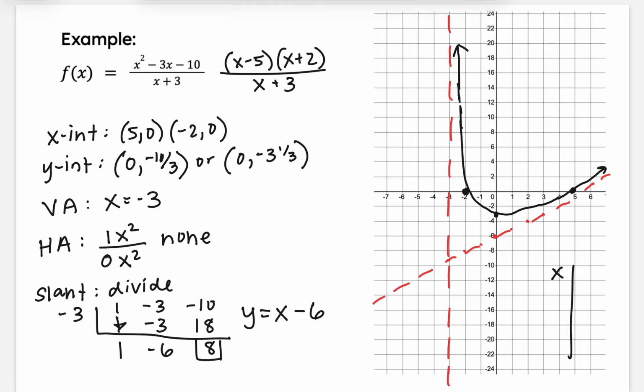So I might plug in some values into the table on my graph, and I would get negative 4, negative 18, and negative 5, negative 15. So I'm going to plot those. Negative 4, negative 18, and negative, oh, that was negative 5. Let's try that again. Negative 4, negative 18, negative 5, and negative 15. Okay, so that kind of shows that half of the graph. So that's what that one would look like, and how you handle slant asymptotes.